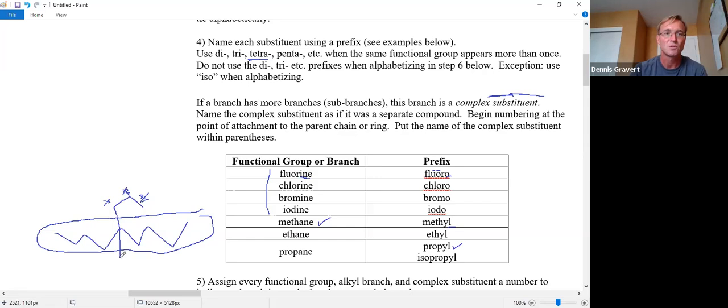And if there was 1, 2, 3, right, there's a carbon here, here, and here, these 3 atoms are also branching off the parent, but they're connected to the parent through the middle carbon. That's going to be called an isopropyl branch.